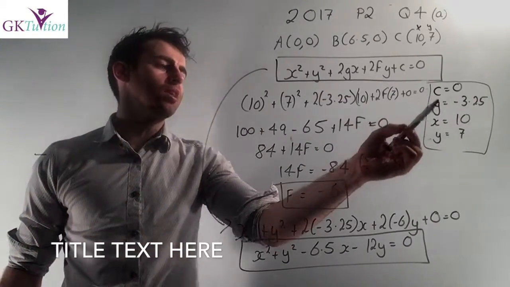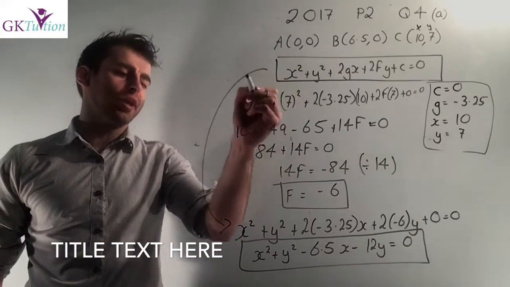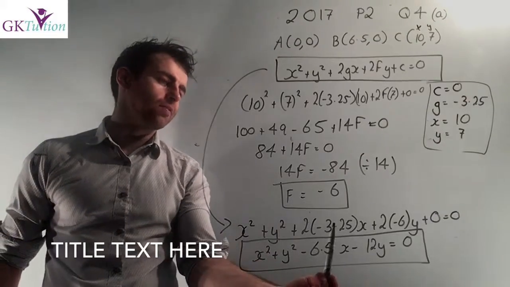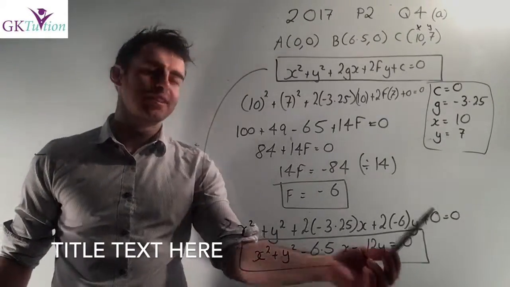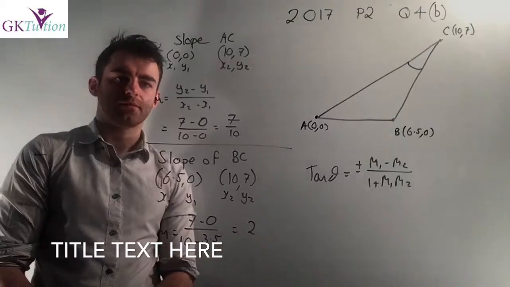Now that I know c, g, and f, I can find the equation of the circle. So now I sub back into the formula in my log tables. Instead of g, I put in minus 3.25. Instead of f, a minus 6. Instead of c, a 0. So my final answer is in the box here.